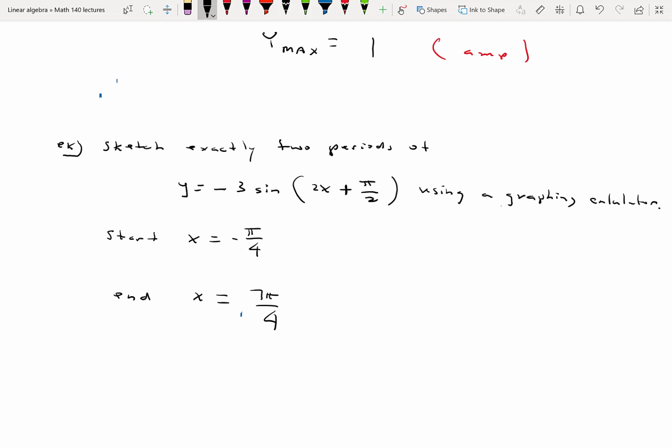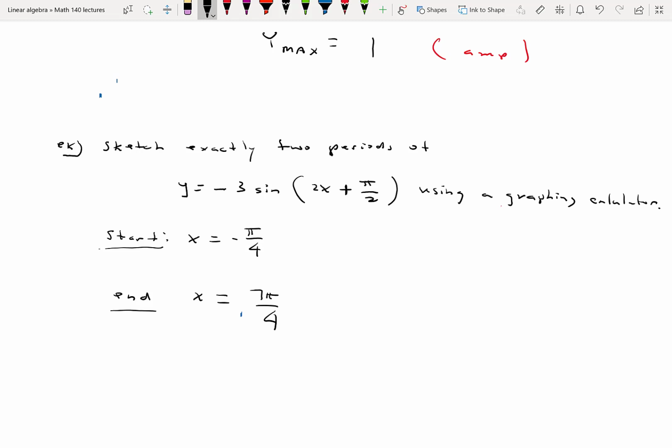Okay, now there's work to do. We did the work, so we don't have to repeat it. We found that the starting point was -pi over 4, so we need that. So we have all that work to do before we even start the graphing calculator. It's not that much work.